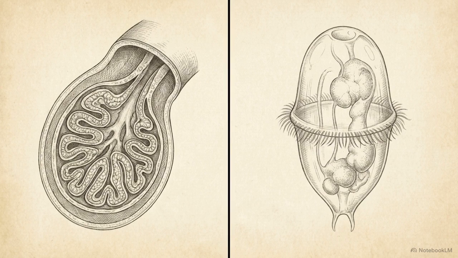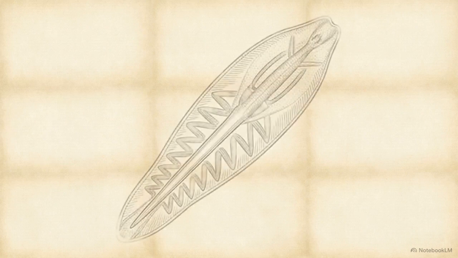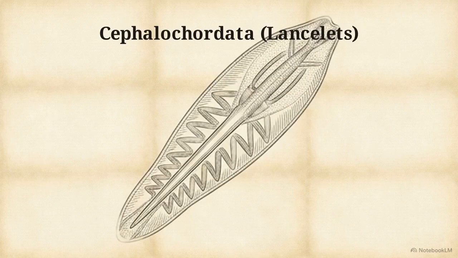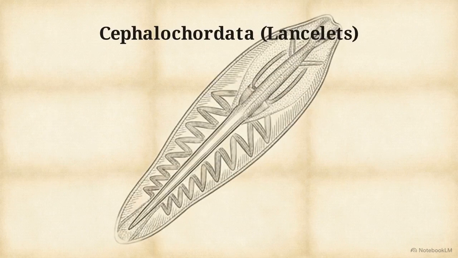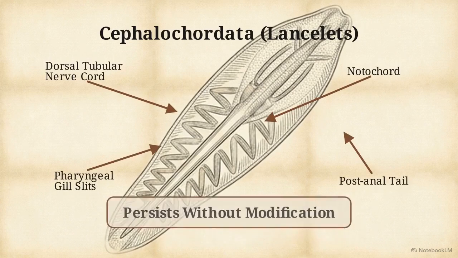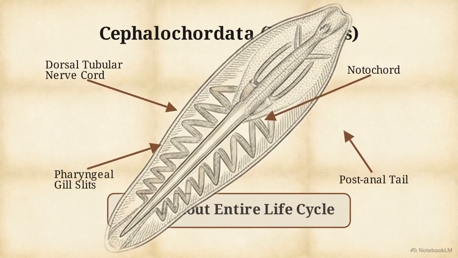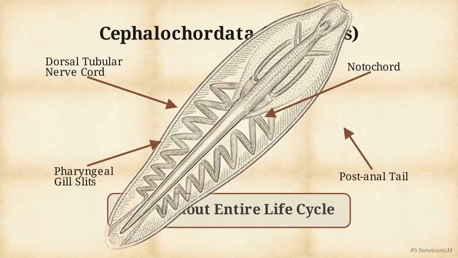The sexes are generally separate, with fertilization producing a free-swimming larval stage. Hemichordates function as an evolutionary outgroup. They possess gill-slits, but ultimately lack the definitive axial and neural structures found in true chordates. Cephalochordata, known as lancelets, serve as the closest living morphological analog to the basal vertebrate archetype. Unlike other protochordates, all 4 diagnostic chordate traits persist without modification throughout the lancelet's entire life cycle.